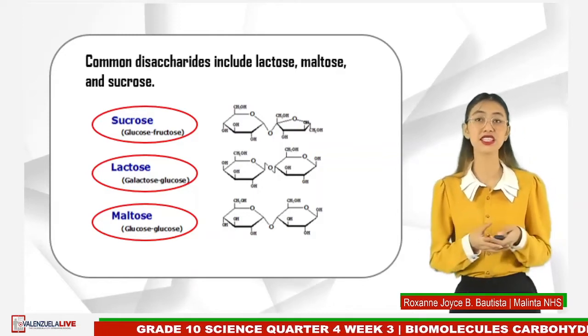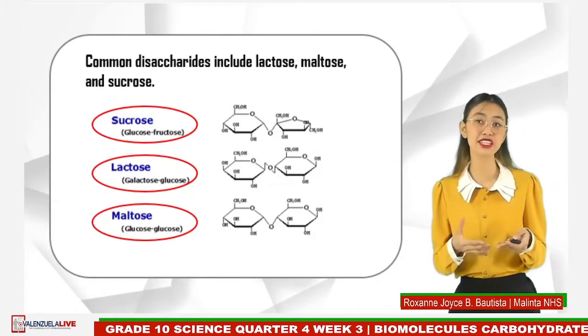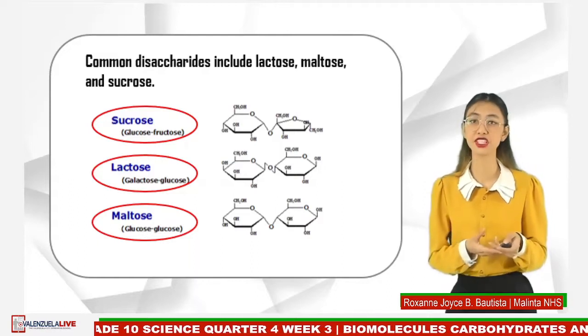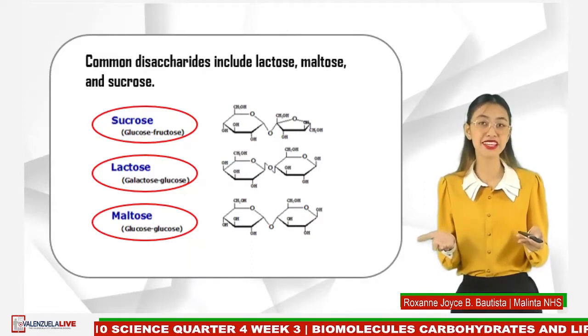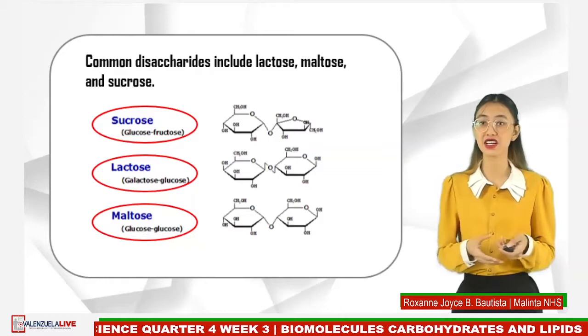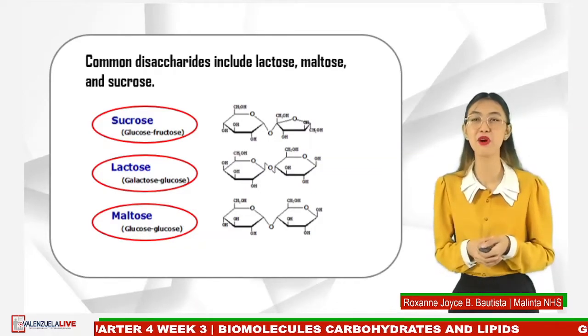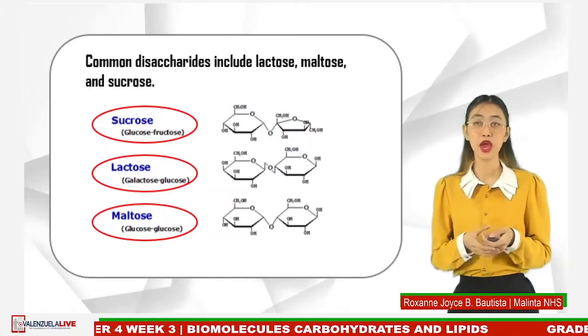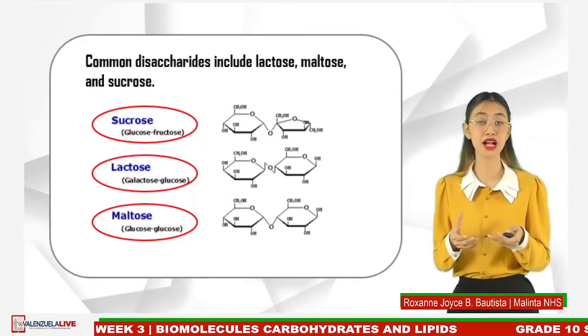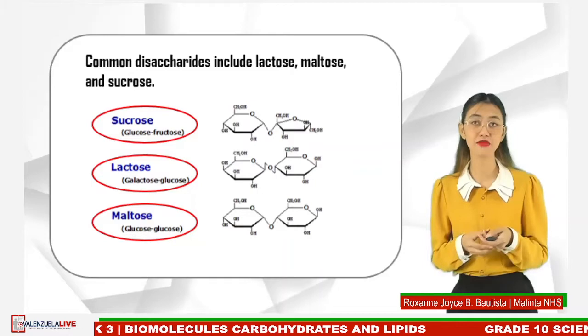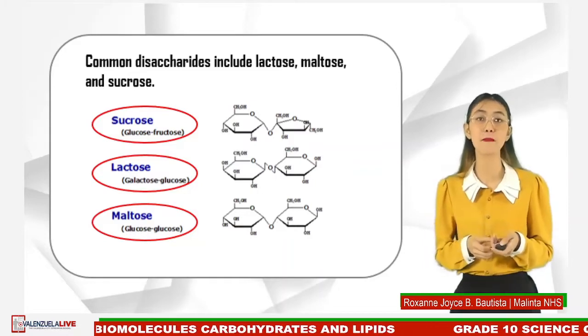Lactose is a disaccharide consisting of glucose and galactose and is found naturally in milk. Many people can't digest lactose as adults, resulting in lactose intolerance, which you and your friends may be all too familiar with. And lastly, we have maltose or malt sugar. It is a disaccharide made up of 2 glucose molecules.